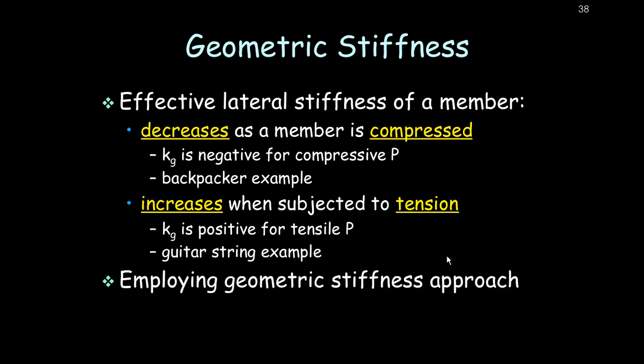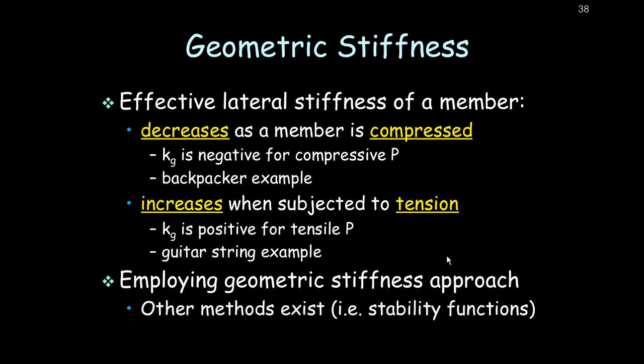So that's how this program, MASTAN, works, as do several programs, Strand 7, and several other programs out in the commercial world. But there are other programs and other ways of accounting for second-order effects. Again, computational, well-defined, and they use stability functions. And honestly, they're just as good, and especially for the civil engineering structures we look at, both the geometric stiffness matrix approach and stability function approaches will give the same answer.